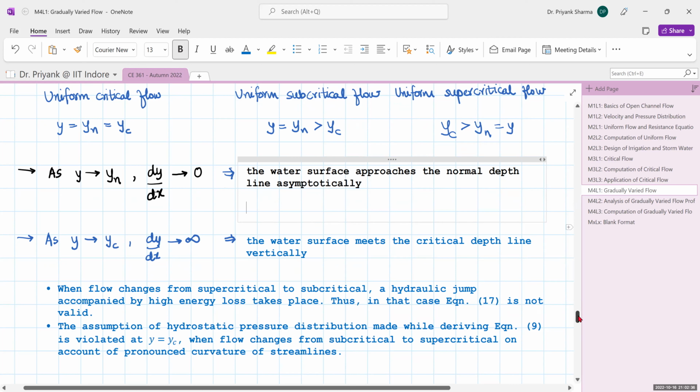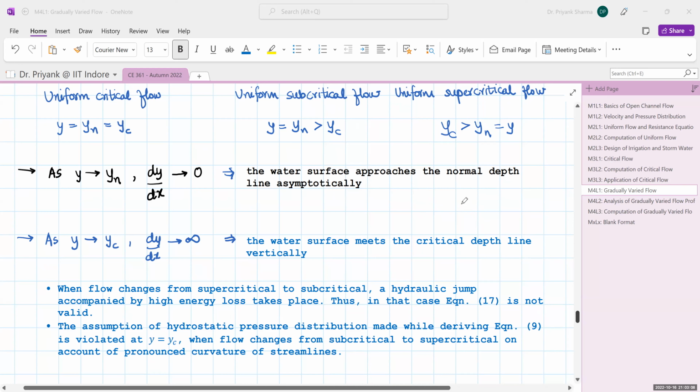So a hydraulic jump forms when the flow changes from supercritical to subcritical flow. Okay, so when it has to cross that critical state, it has to touch the critical line. But crossing the critical state, that is from supercritical to subcritical, we essentially need a hydraulic jump, where high energy loss takes place.